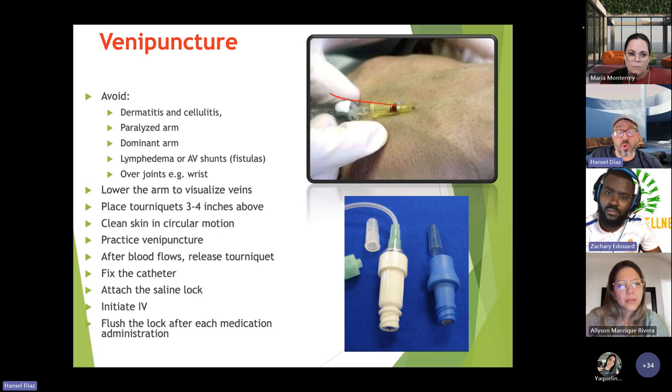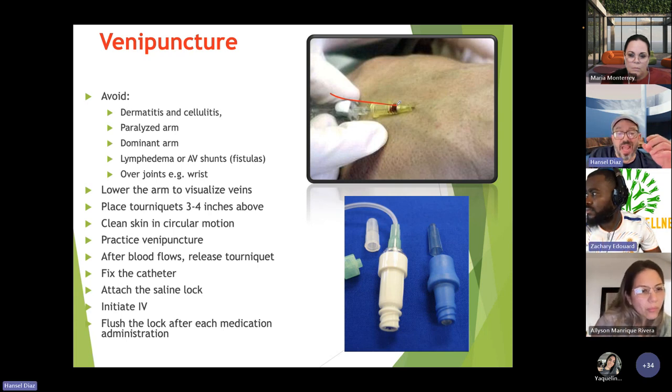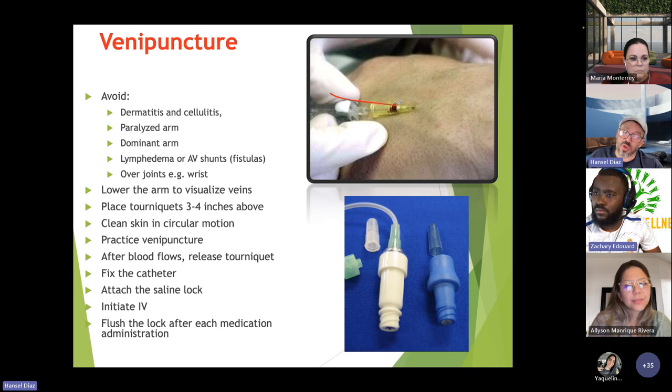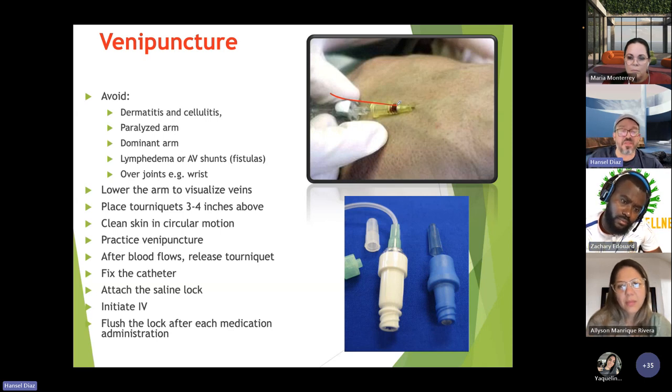You're gonna lower the arm and you're gonna visualize your veins. You're gonna put a tourniquet. You're gonna leave it there no more than 2 minutes if possible. You want a juicy vein that you can feel, not only see, feel it, right? You're going to clean circular, and you're going to practice venipuncture before you do it to your clients. Go to that rubber arm and stick the rubber arm 150,000 times. And still, you're going to miss a couple of times when you start doing it on patients. It's not the same.